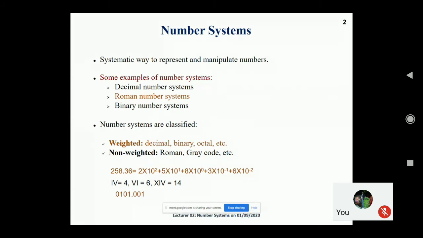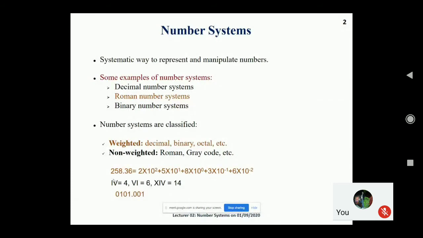Now what happens when you are writing this particular number? Always we are counting from left to right. But remember one thing, the fraction part we will manipulate in a different way. Before the fraction part, we are counting from right to left. So before the decimal point, the number is 258.